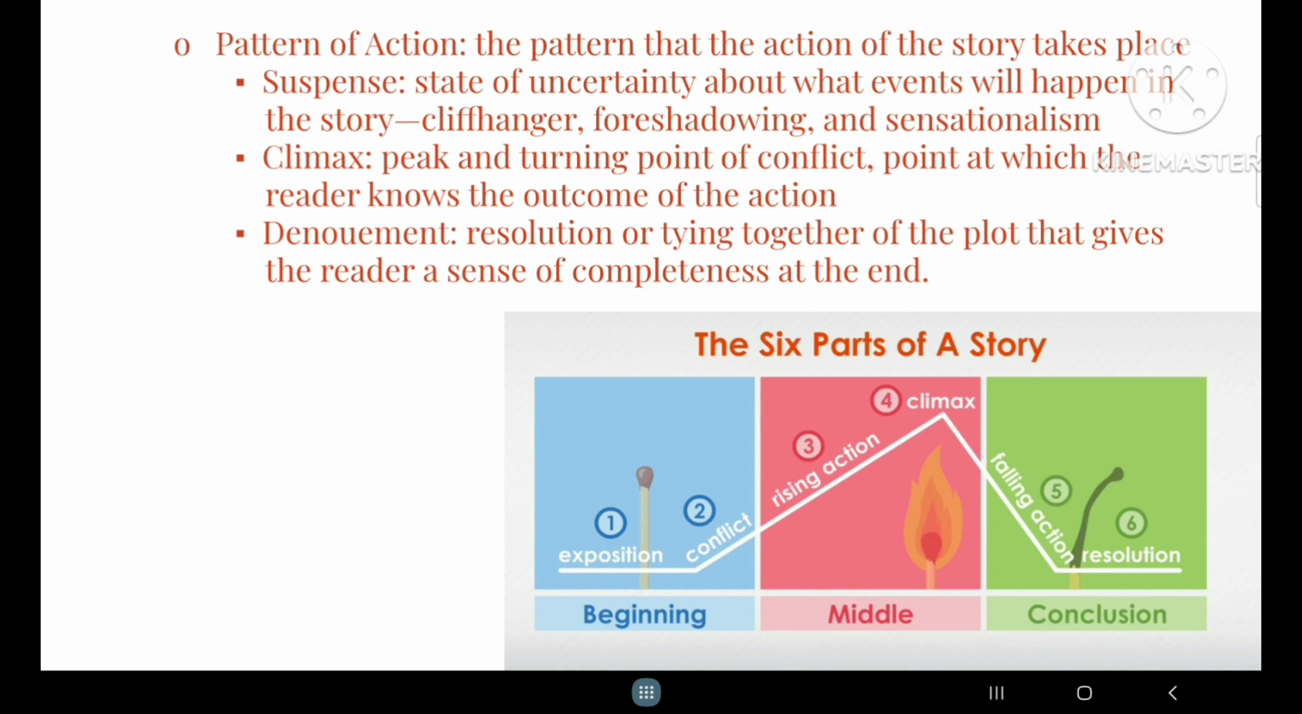Suspense is a state of uncertainty about what events will happen in the story. Climax is the peak and turning point of conflicts, the point at which the reader knows the outcome of the action. Denouement is the resolution or tying together of the plot that gives the reader a sense of completeness at the end.